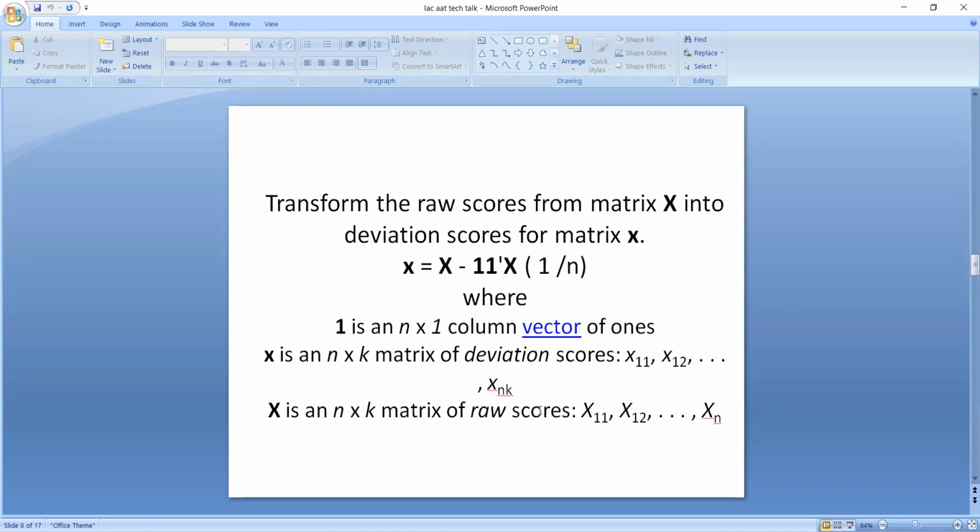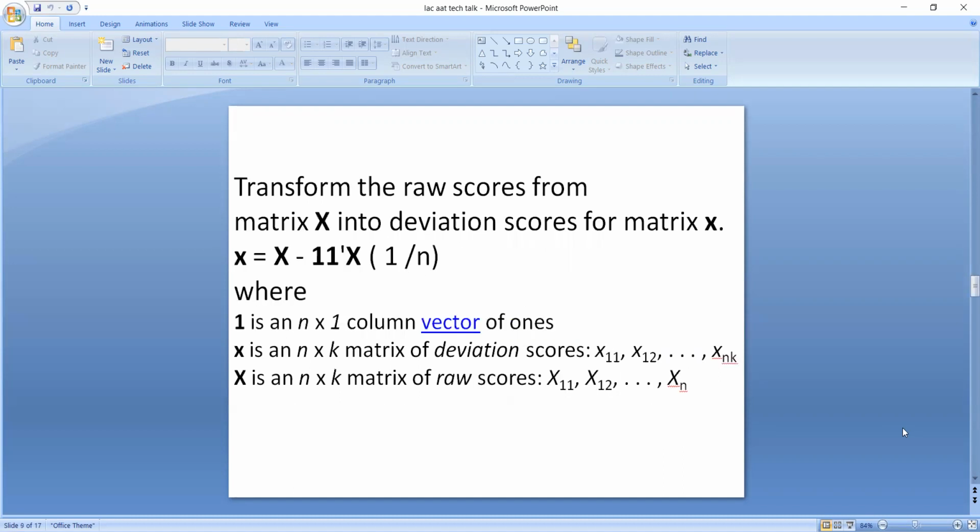Next, transform the raw scores from matrix X into deviation scores in matrix small x. Small x is equal to capital X minus 11 transpose X times 1 by n, where 1 is an n by 1 column vector of ones. Small x is an n by k matrix of deviation scores such as x11, x12, and so on up to xnk, where n denotes the rows and k denotes the columns. Capital X is an n by k matrix of raw scores, so they are also x11, x12, and so on up to xnk.